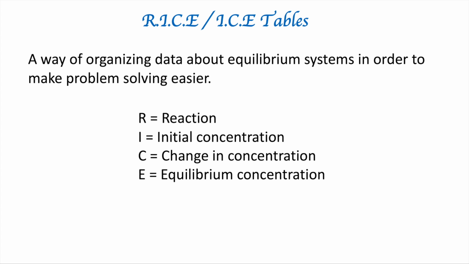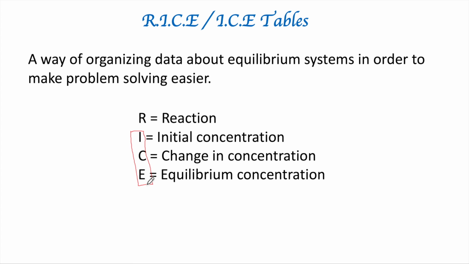So it's a way of organizing data about equilibrium systems in order to make problem solving a little bit easier. The R stands for the reaction, I stands for the initial concentration, C stands for the change in concentration, and E stands for the equilibrium concentration. Sometimes I call it an ICE table, because you're just looking at these. The reaction is kind of assumed, so you write down the reaction, and then you write down ICE after that.